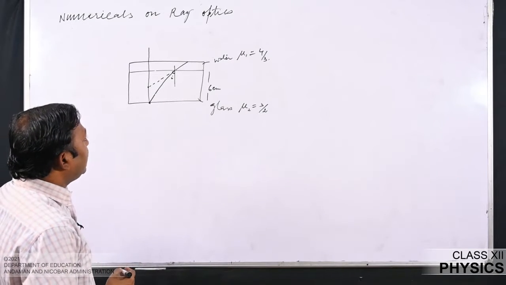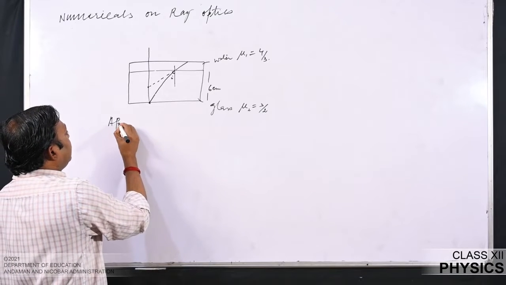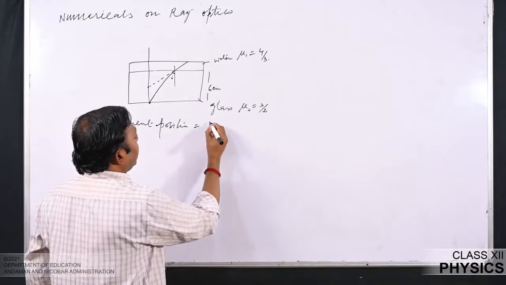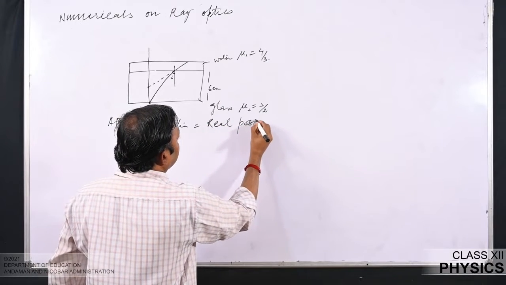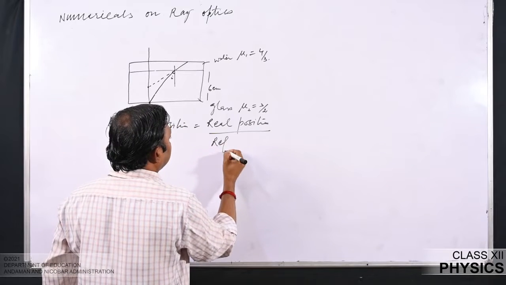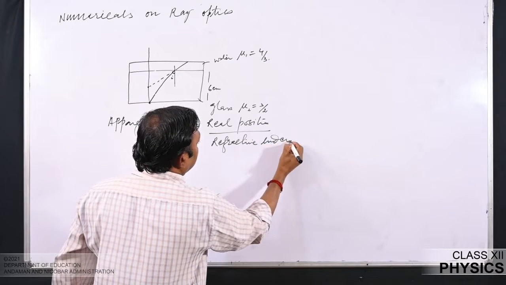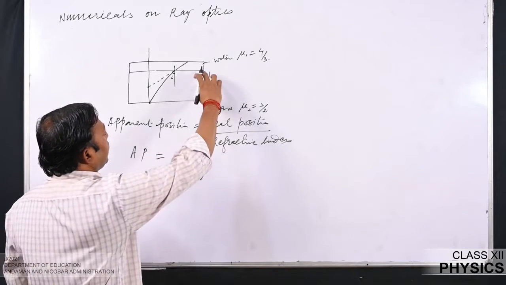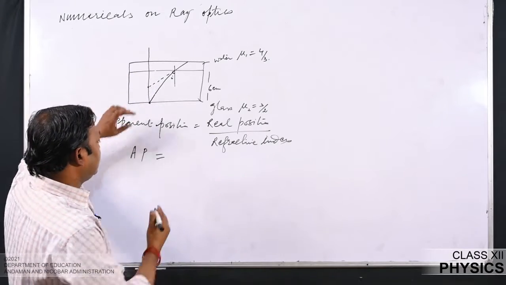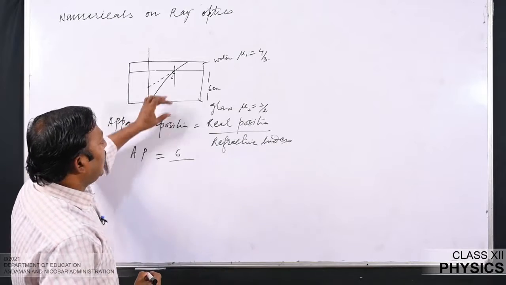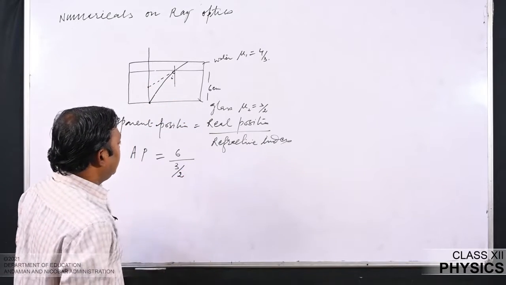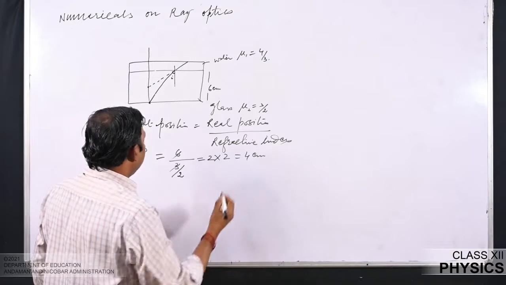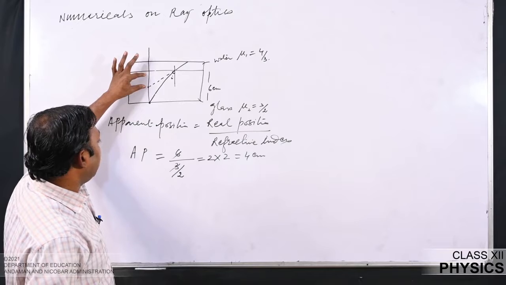The formula for determination of apparent position is given by: apparent position is equal to real position divided by the refractive index. So the apparent position for the case of glass is given by the real position, here it is 6, that is the actual depth of the object in the glass, 6 divided by the refractive index of glass, which is 3 by 2. So this can be written further, 3 gets cancelled out, we have 2 into 2 equal to 4 centimeter. So we got the apparent depth of the object in the glass is 4 centimeter.